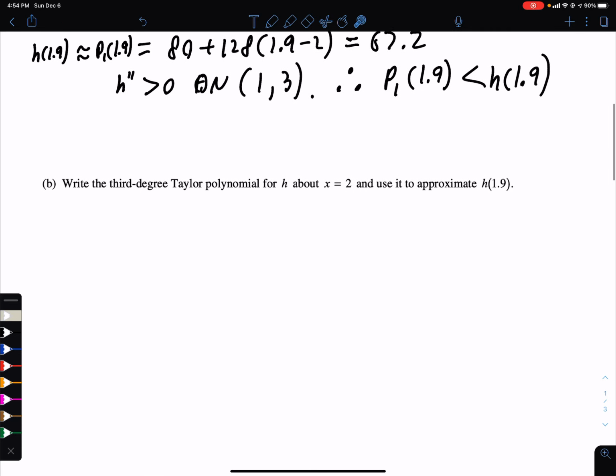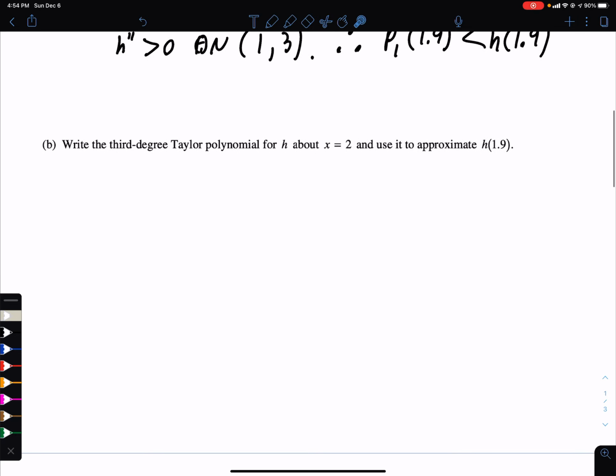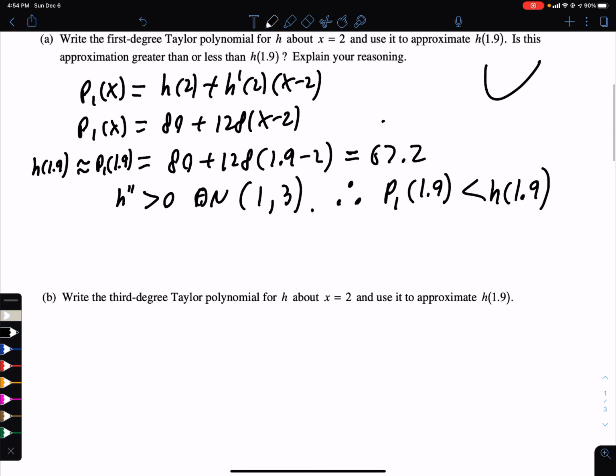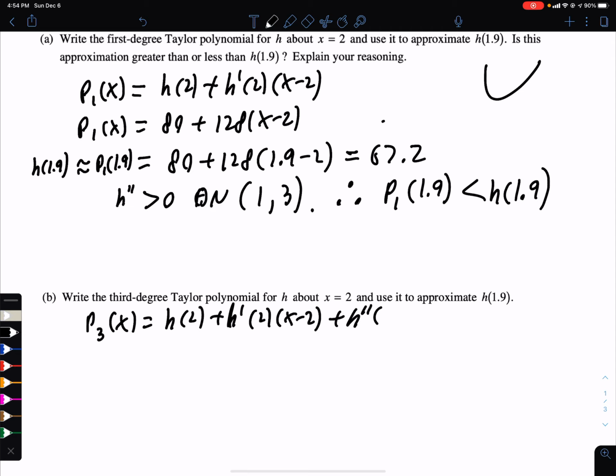So we're good. Part B, write the third degree Taylor polynomial and use it to approximate h of 1.9. We're going to do the same thing, but now we're just going to add a couple more terms. So it's going to be h of 2, h prime at 2 times x minus 2, h double prime of 2 times x minus 2 squared over 2 factorial, and then h triple prime of 2 times x minus 2 cubed over 3 factorial.